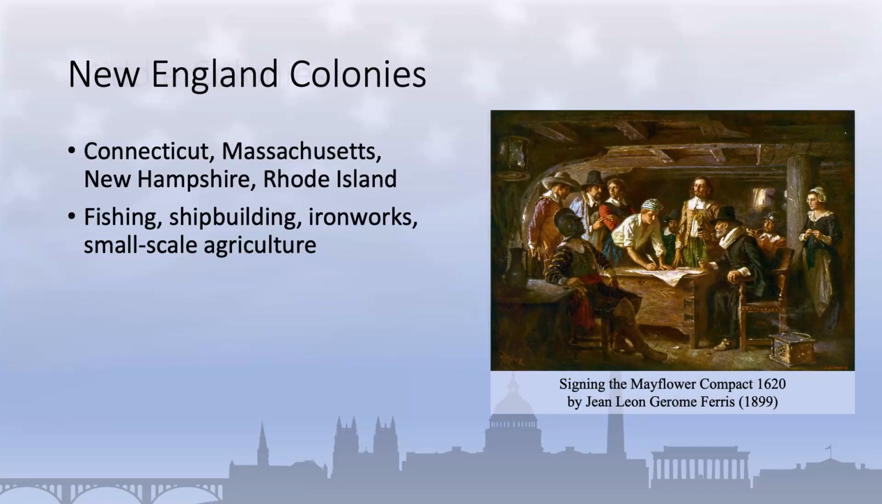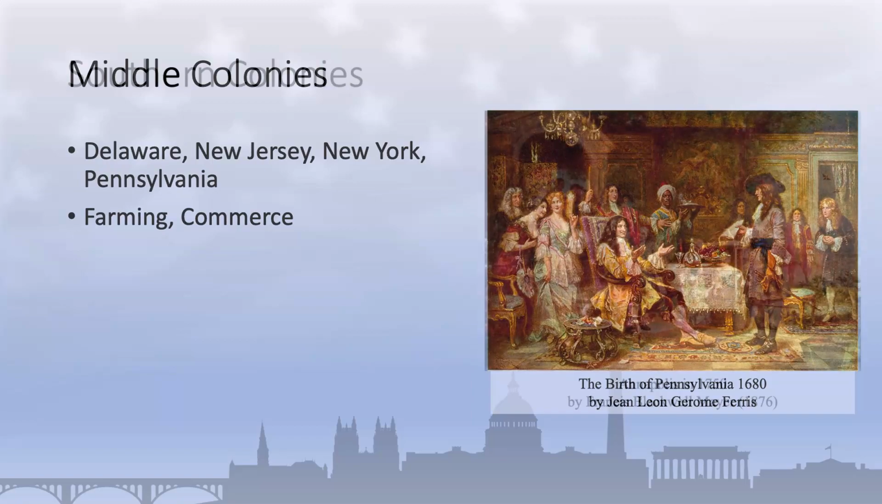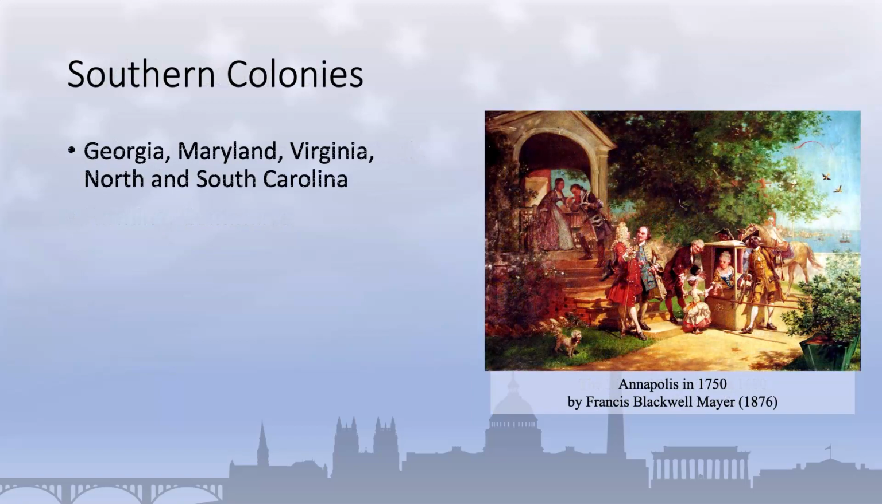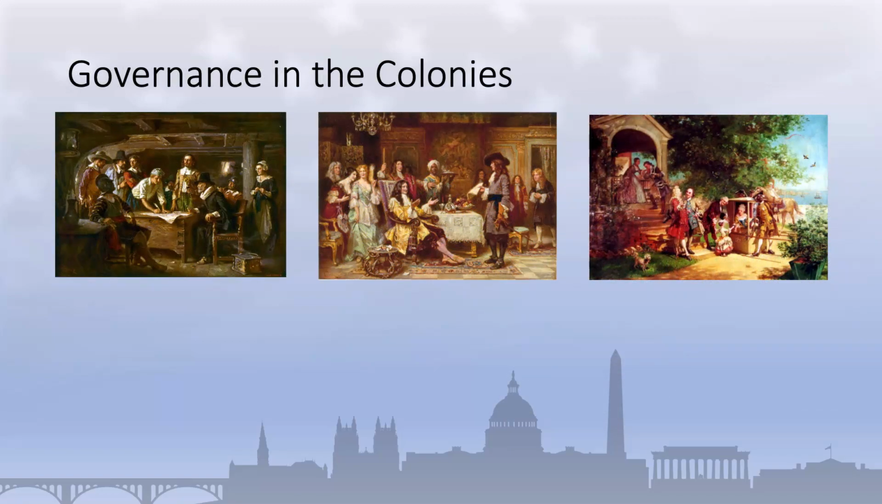The economies of the middle colonies, Delaware, New Jersey, New York, and Pennsylvania, were characterized by a mix of farming and commerce. While most of the southern colonies, Georgia, Maryland, Virginia, and the Carolinas, were heavily reliant on cash crops like indigo, tobacco, and later cotton and plantation agriculture, and the exploitation of enslaved labor that made that system so profitable. The early colonies even varied in their political structures.